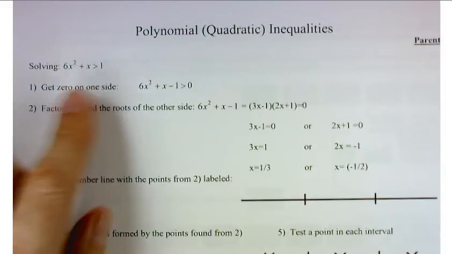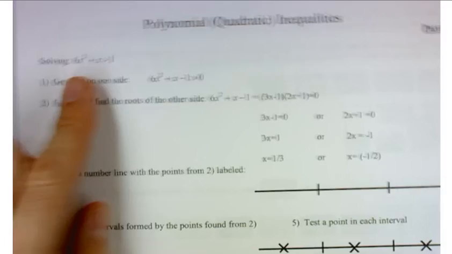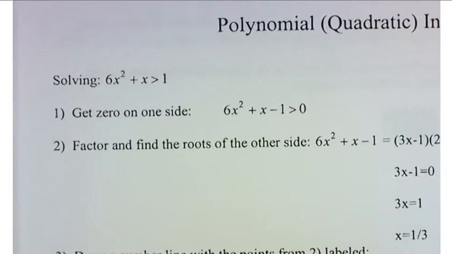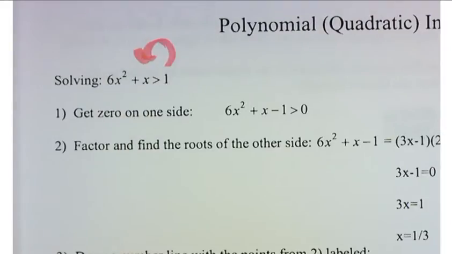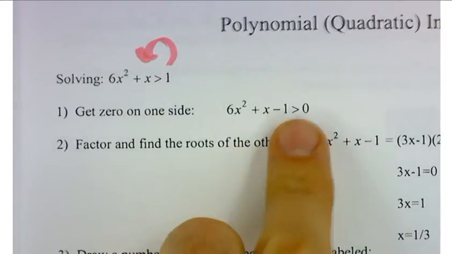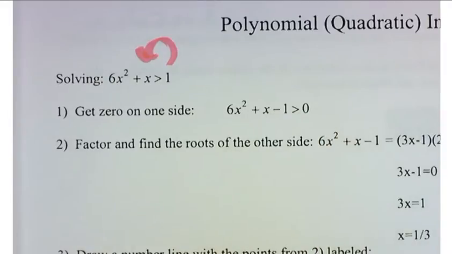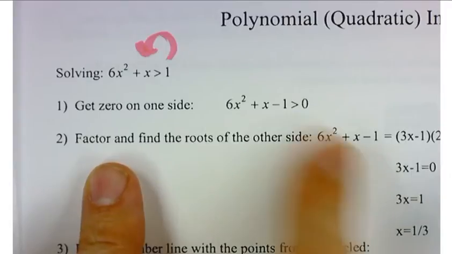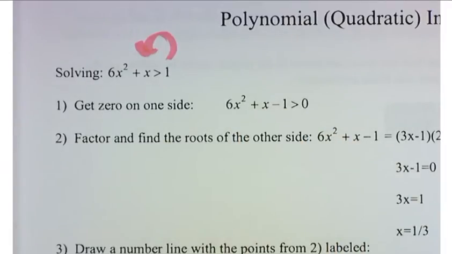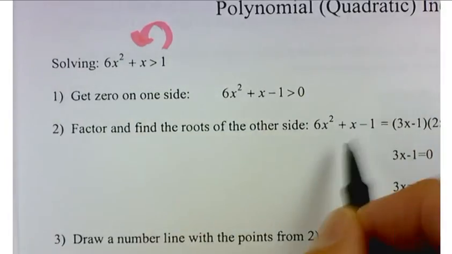So here's an example of a polynomial inequality. The first thing you need to do, if it's not already done for you, is get 0 on one side. So in the case of this example, that means moving the 1 to the left-hand side where it changes signs. So you get 0 on one side. Then you want to factor this polynomial and find out where it's actually equal to 0. So for a moment, you're going to treat this as though it was an equation.